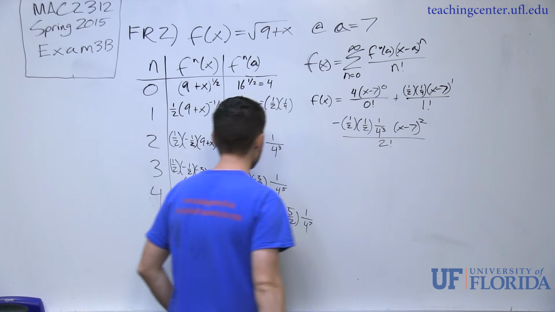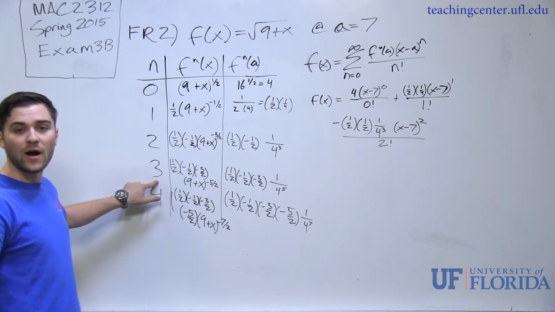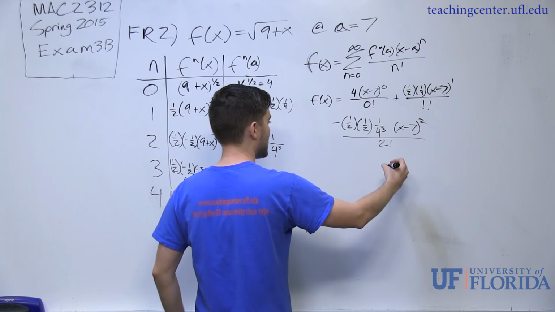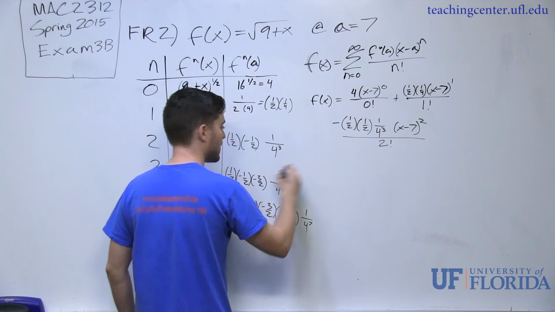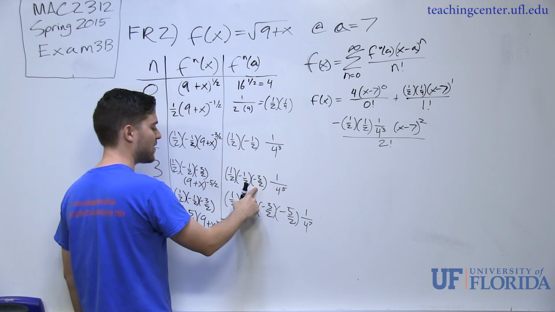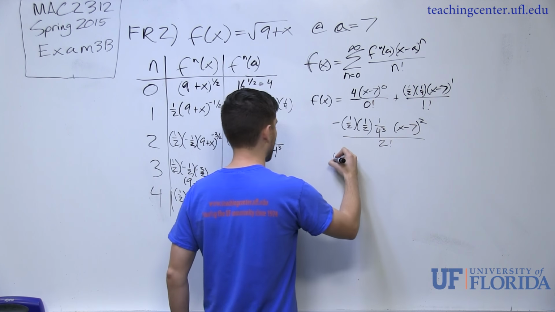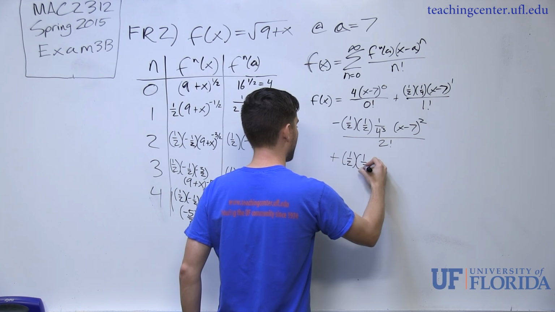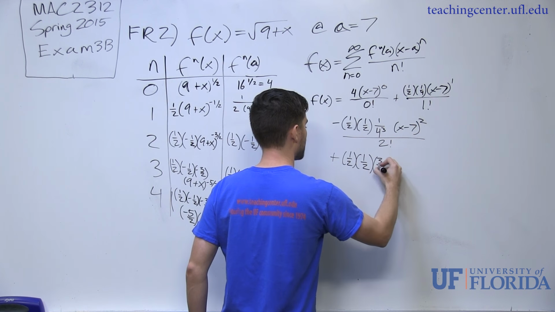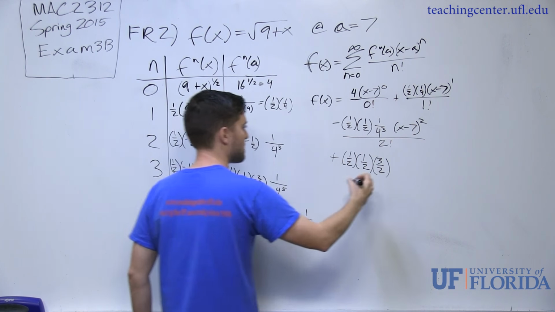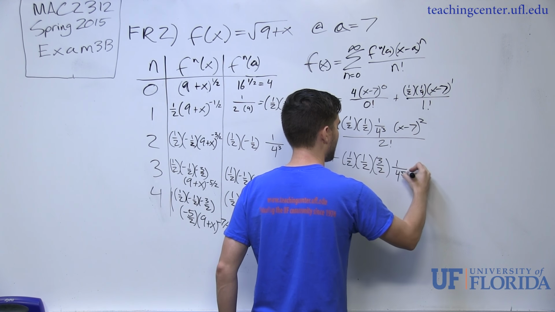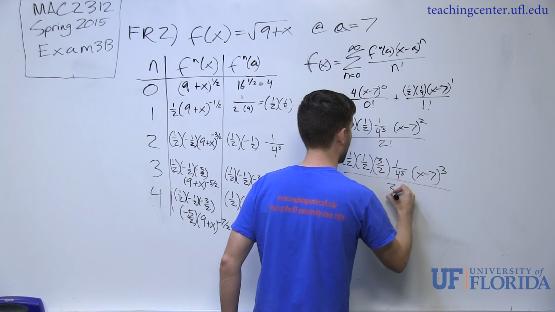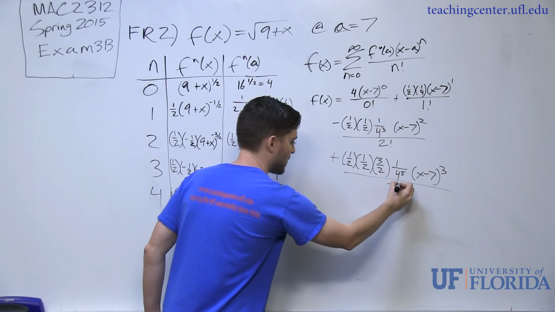So, 2 factorial here. Now we move down to our n equals 3 term. So when we write out our n equals 3 term, we end up getting, and I'm going to try to not run out of room here, negative times negative is a positive. So I end up getting positive 1/2, 1/2, 3 over 2, 1 over 4 to the 5th, x minus 7 cubed over 3 factorial. Sorry, that is a factorial.